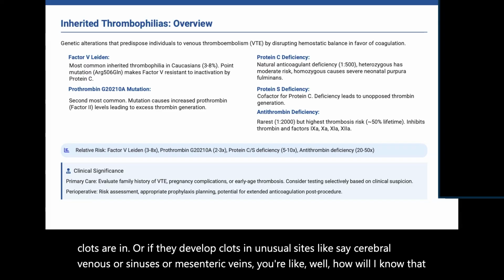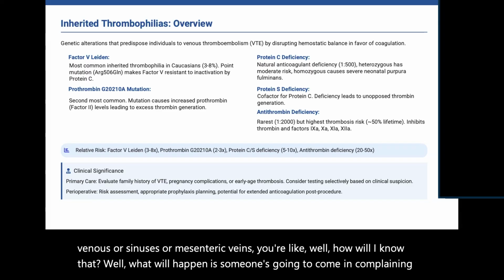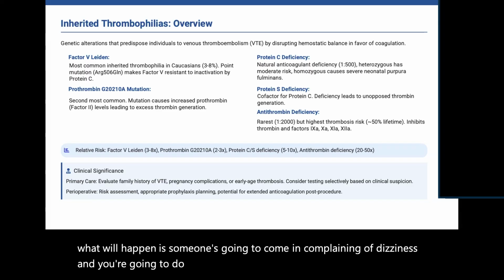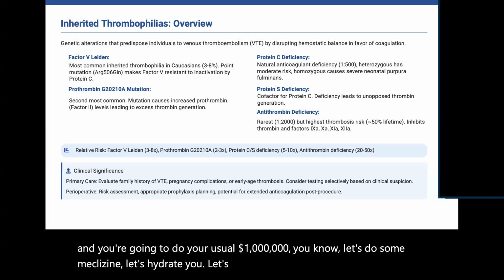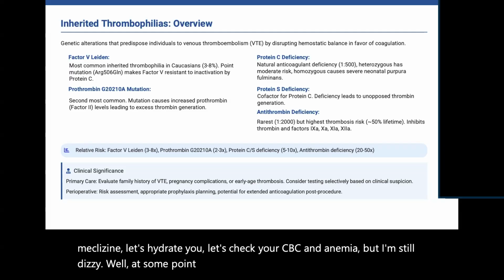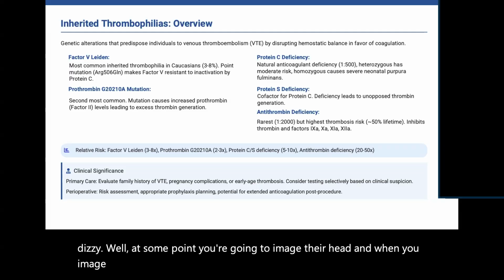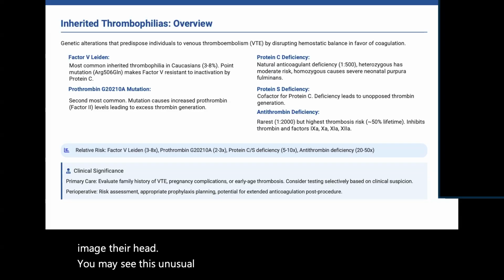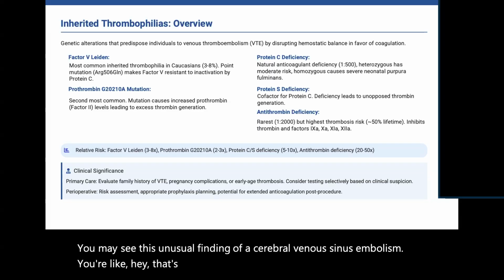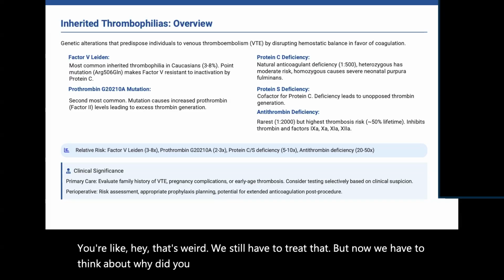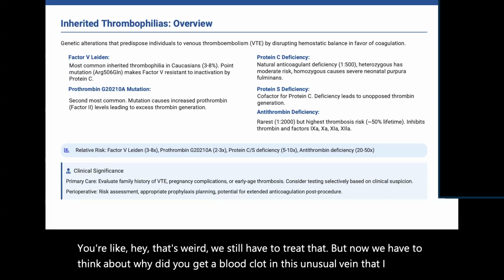Well, what will happen is someone's going to come in complaining of dizziness, and you're going to do your usual workup, let's do some meclizine, let's hydrate you, let's check your CBC for anemia, but I'm still dizzy. Well, at some point, you're going to image their head. And when you image their head, you may see this unusual finding of a cerebral venous sinus thrombosis. You're like, hey, that's weird. We still have to treat that, but now we have to think about, why did you get a blood clot in this unusual vein that I just happened to stumble upon?